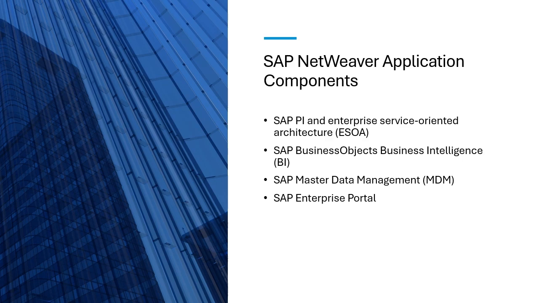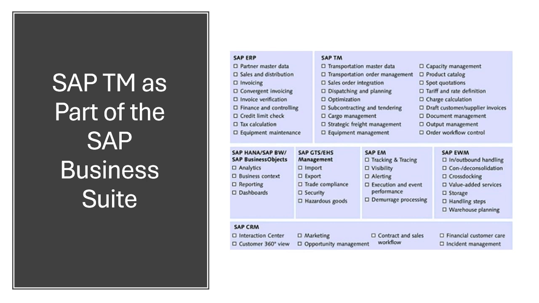And then we have the SAP master data, which actually ensures consistent, high-quality master data across the system landscape. And finally, we have the SAP Enterprise Portal, which offers centralized access to essential business information through a user-friendly interface with only one single sign-on. Then we have SAP TM, which is actually a main part of the SAP Business Suite, designed to optimize and streamline transportation processes for businesses across all different sizes.